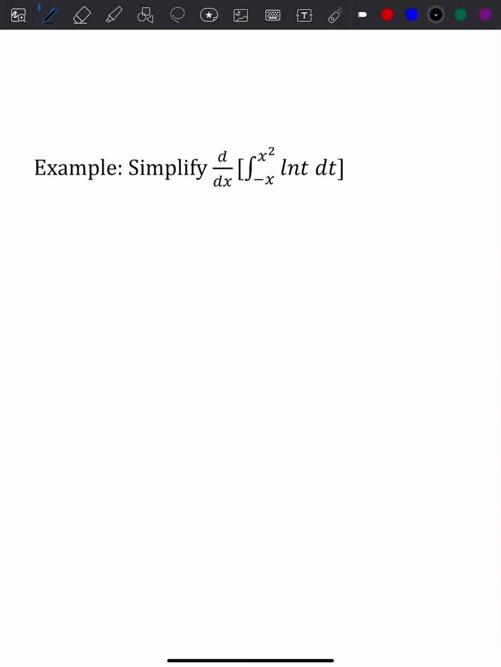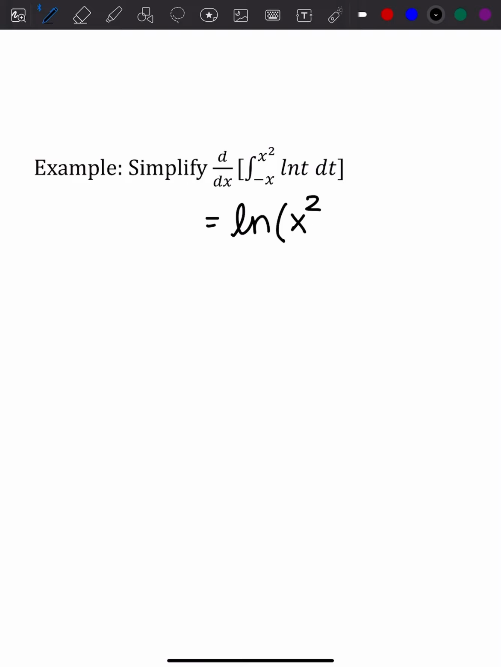So here is where we might use this. Simplify d over dx of the integral from negative x to x squared of the natural log of t dt. Well, we don't actually know what the integral of natural log is. And to find that integral, we actually have to do a lot more integration, and we have to use some special techniques. So we can use this formula to help us out. So we're going to take our function, natural log, and we're going to plug in x squared and negative x in for our intervals, in for t.